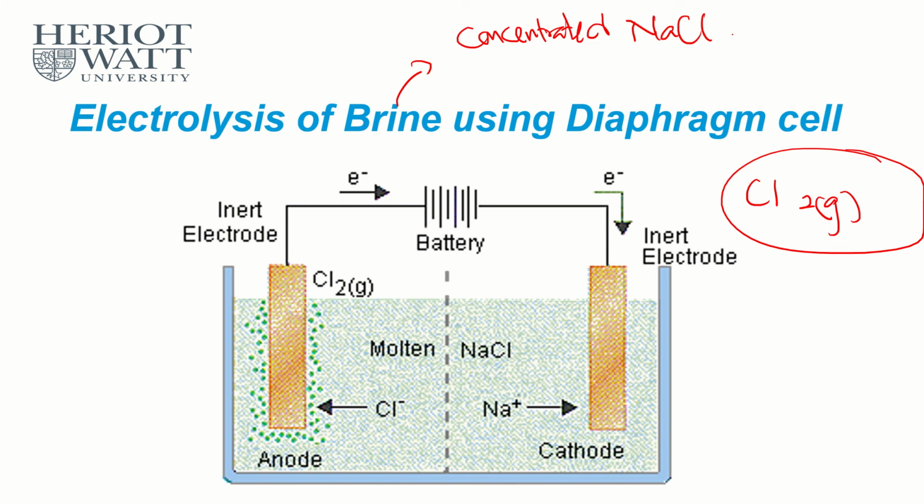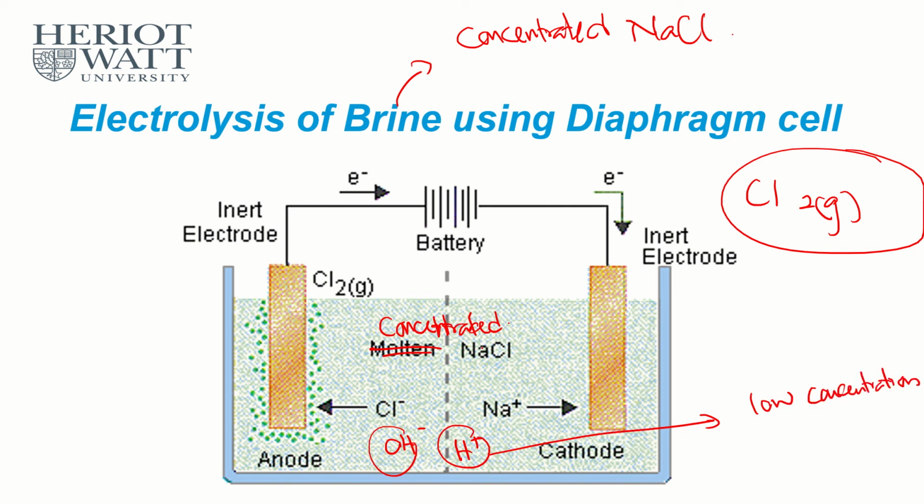Now, how does it work? I don't see the need of explaining this in detail, so I will go through it quickly. All right, so this is not molten, guys, it is concentrated. So what will happen here if you have concentrated NaCl? In the diagrams, they miss out certain things because they put molten. So I should have OH minus and H plus. Where do these come from? From water. But these two will have low concentration, because they say concentrated NaCl, which means I have high concentration of sodium and chloride.